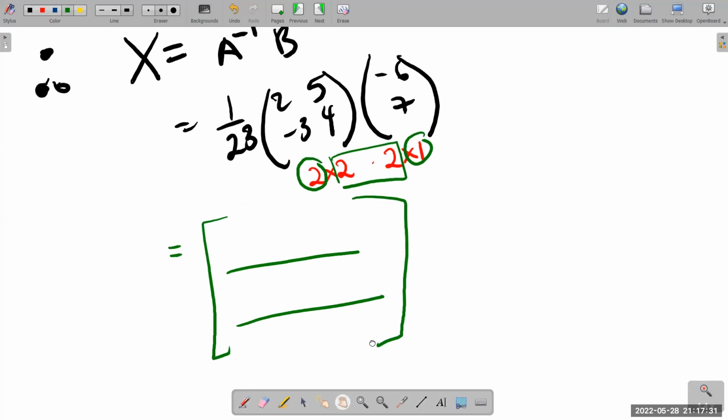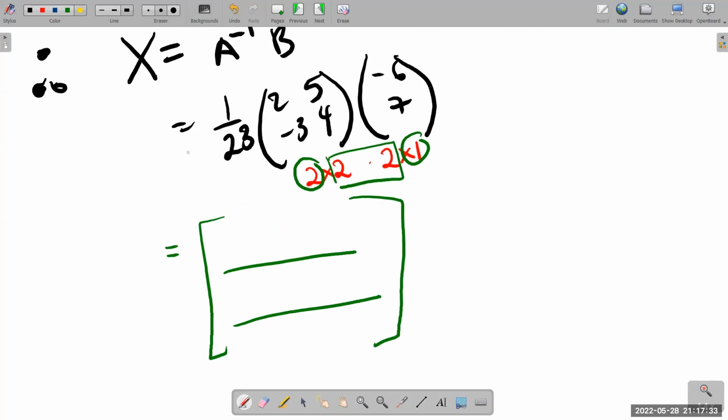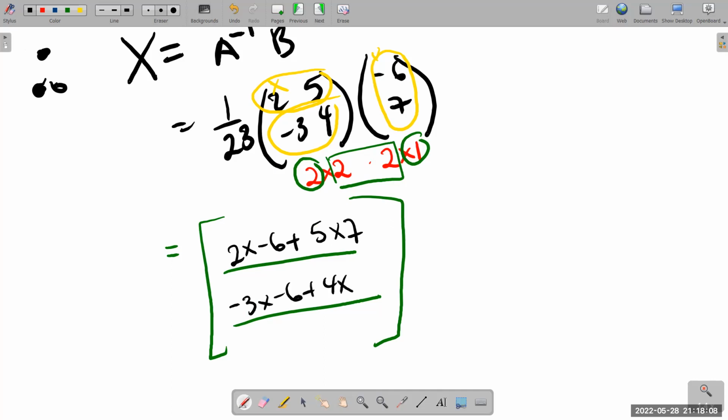Everybody following me? So next, I know the rule is to multiply rows by columns. So I'm going to circle my rows and circle my columns. And you realize how many columns we have? We only got 1 column. So let's go. We're going to go top and then bottom. So you're going to say 2 times negative 6. Let's write down: 2 times negative 6 plus 5 times 7. Then we're going to have negative 3 times negative 6 plus 4 times 7.